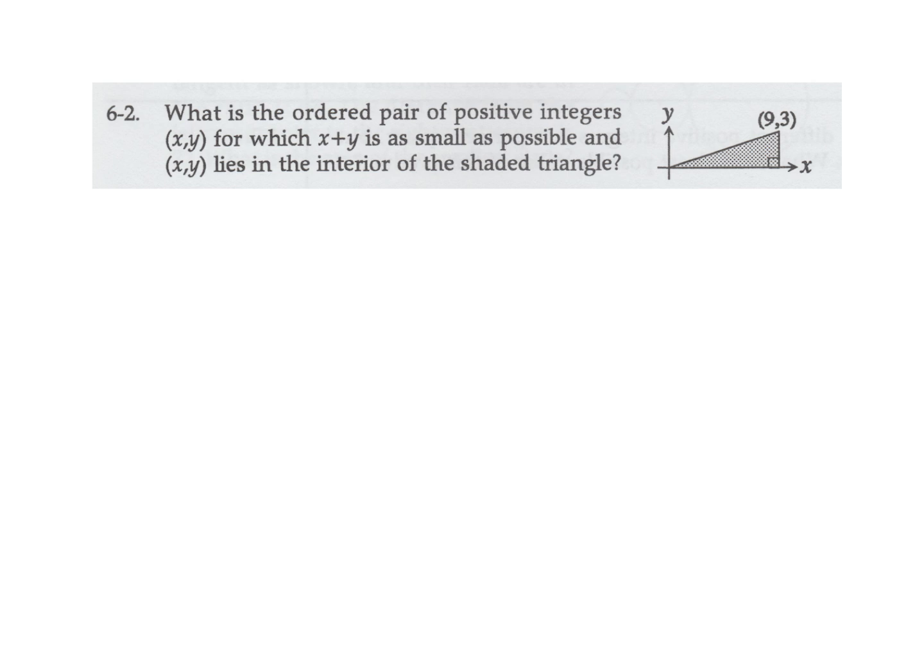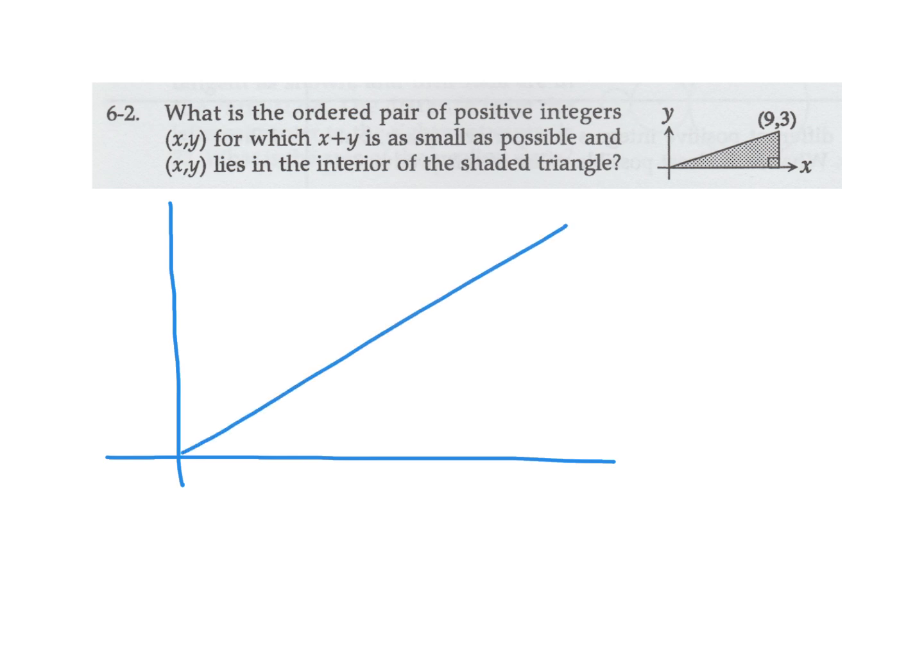What is the ordered pair of positive integers x, y for which x plus y is as small as possible and x, y lies in the interior of the shaded region? Well, let's see. Let me think about this here. I think this is one of those questions where you just make a little diagram for yourself and see what happens here. 1, 2, 3, 4, 5, 6, 7, 8, 9.